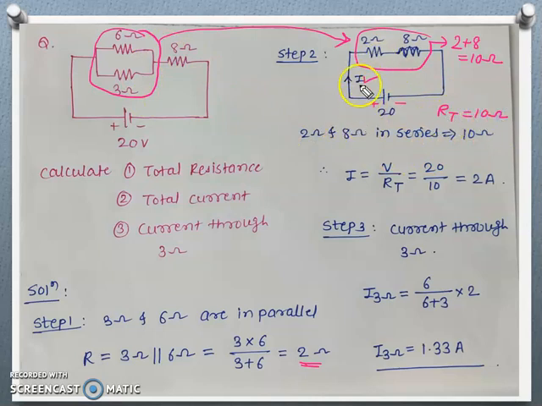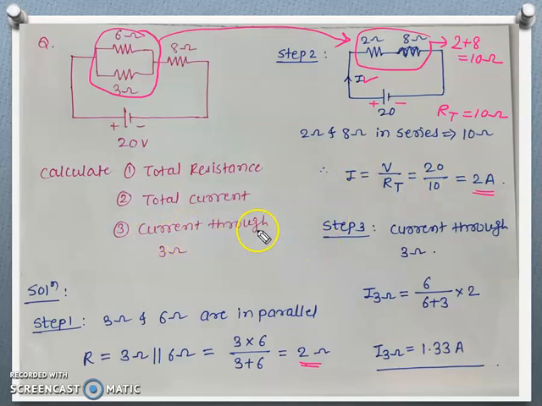Now let's find the total current flowing through the circuit. I equals total voltage divided by total resistance, according to Ohm's law. So V is 20, RT is 10, which we have calculated here. So 20 upon 10 will be 2 ampere, which is the total current flowing through the circuit.